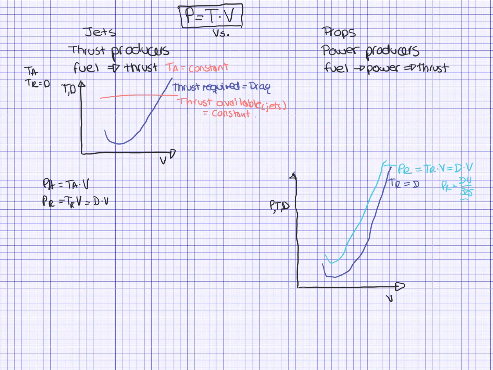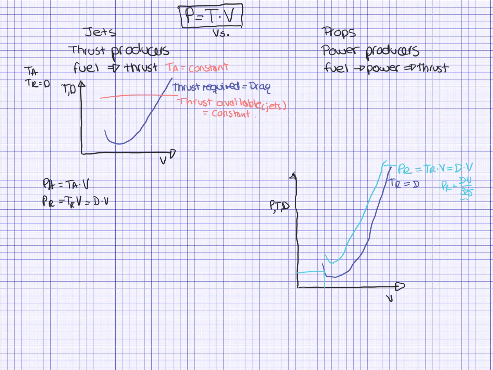And so if I take, let's say, this value of velocity here and multiply it times my value of drag or thrust required, divided by 325, that's going to give me a value, and then I'm going to draw that. And then I'm going to do the same for the other points, and then I get this curve that I drew in this light blue here, and that's going to be power required.